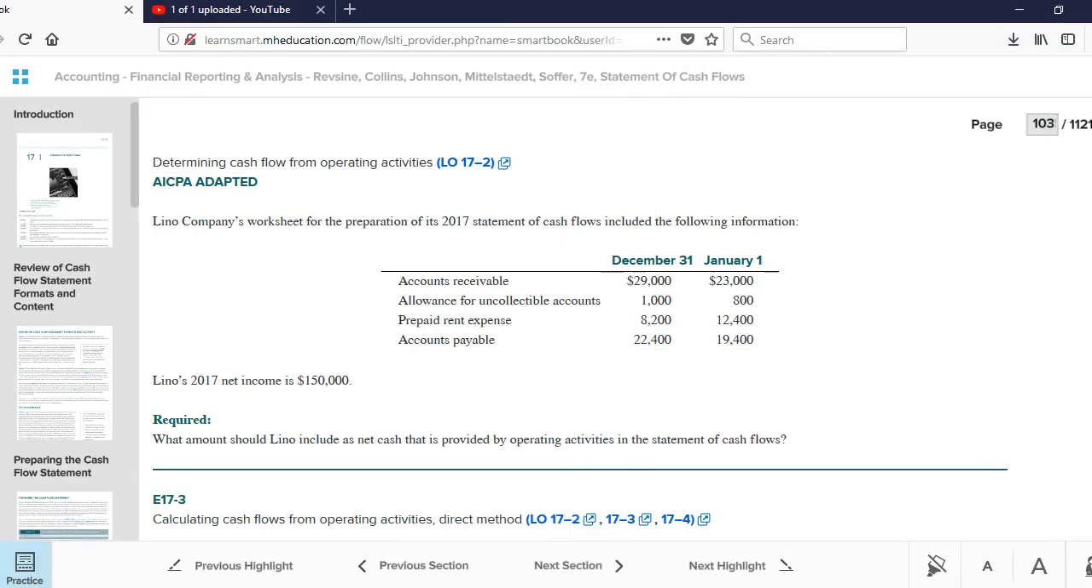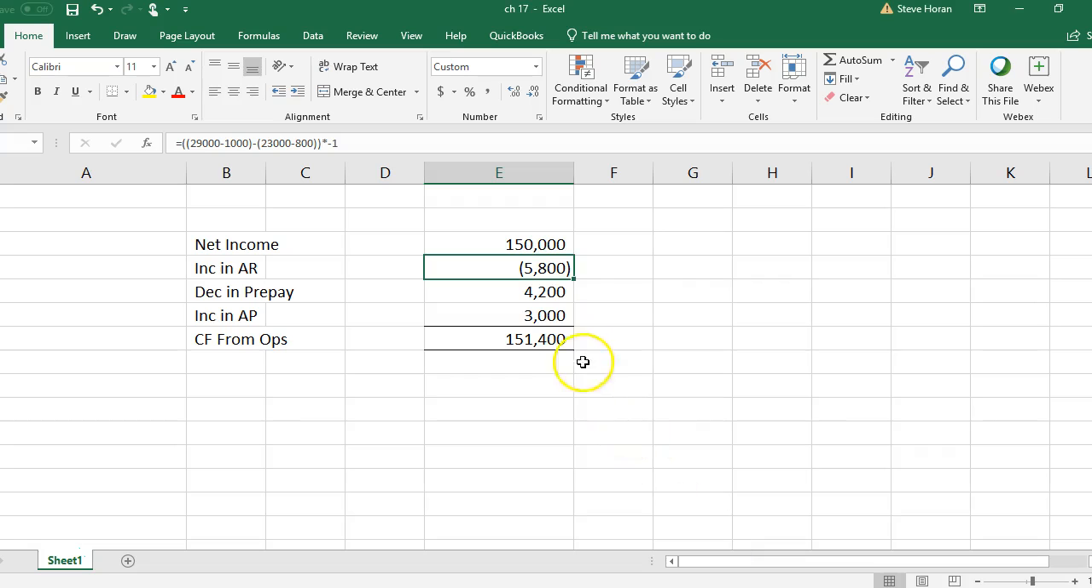Then I do my prepaid. I've got my prepaid amount here. It goes down. It goes from 12.4 to 8.2, so that's a decrease of 4,200. So again, I go opposite sign, assets being opposite. As prepayments go down, that would be an add to our net income.